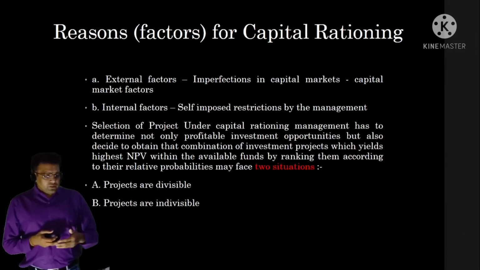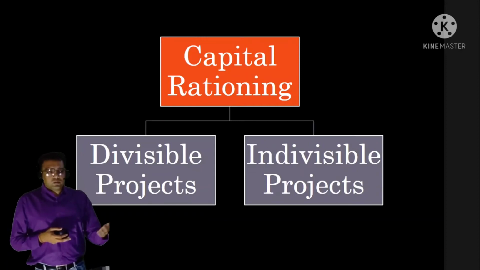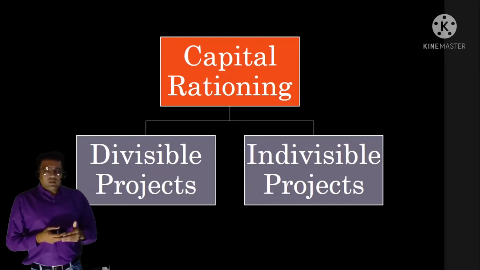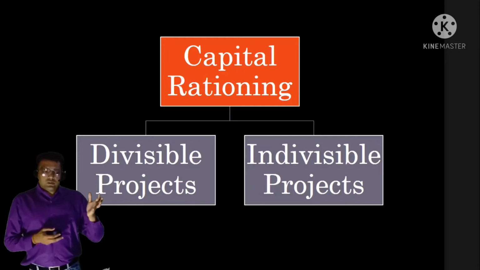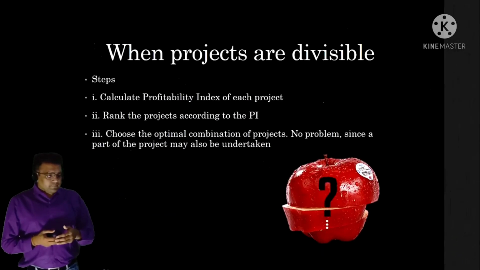Now regarding rationing, there are two kinds of projects. One is divisible projects: some projects you can select in part, in half. And there are indivisible projects, which cannot be divided. The company will have to select the project in full or reject the project, but it cannot be half, it cannot be cut back.